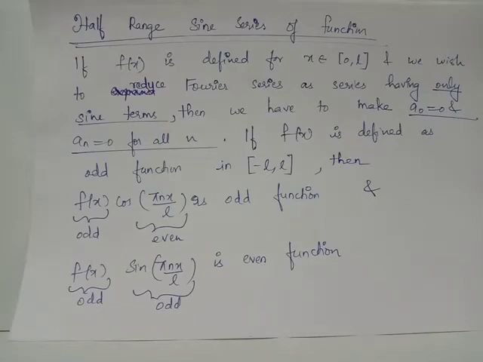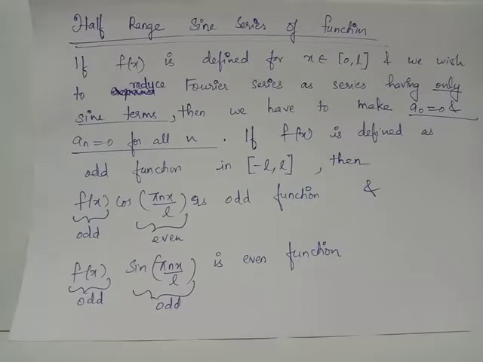Half-range sine series of a function. Suppose we are given a function f of x defined for x belonging to (0, L), and we wish to express the Fourier series of this particular function as a series having only sine terms. Then we will have to make the Fourier coefficients a0 and an equal to 0 for all n.